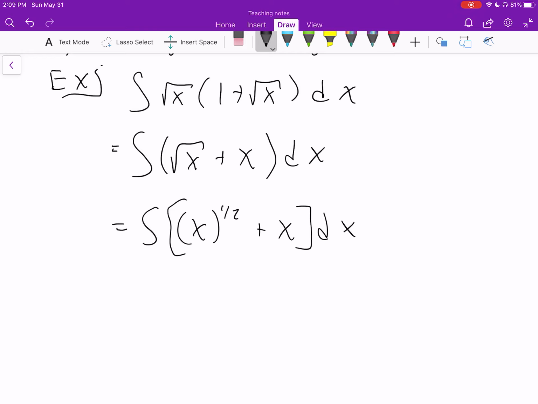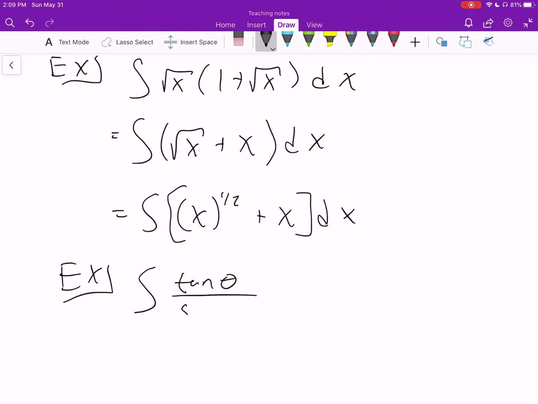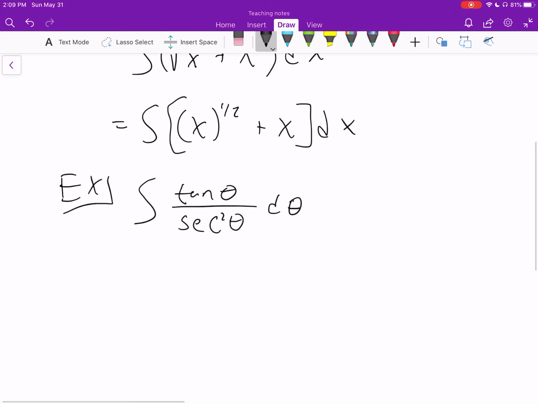You want to make sure whether these things can be simplified into something that's really easy to integrate. Another example, this is a trig integral: tan theta divided by secant squared theta d theta. You might start running through your list in your head, and say, well, u substitution might work because I have the derivative of tangent, secant squared. But the problem is, secant squared is in the denominator. I would need it in the numerator for a u substitution to work.